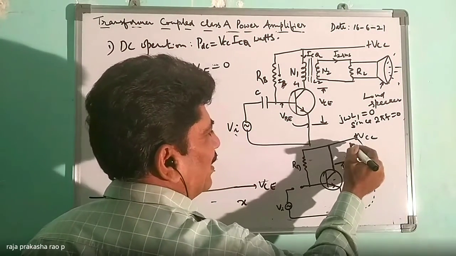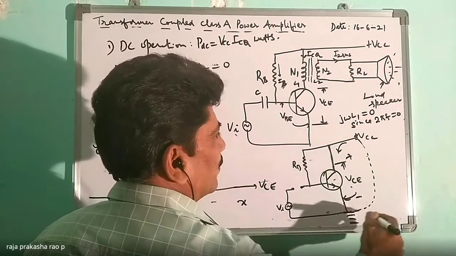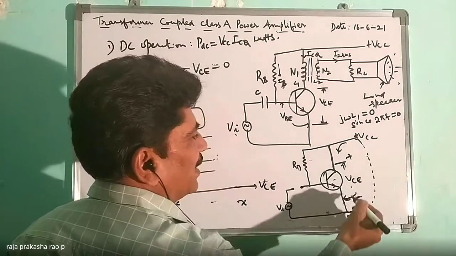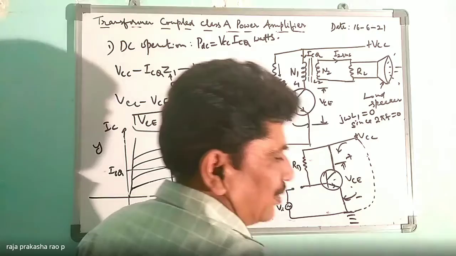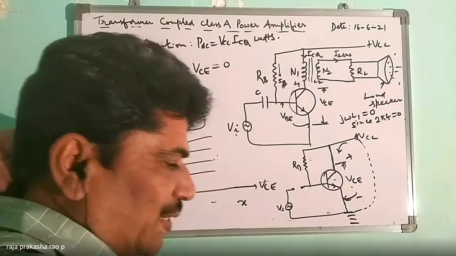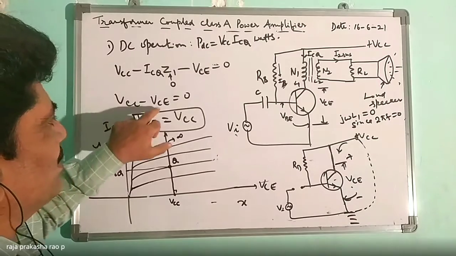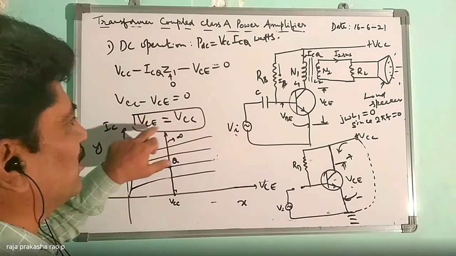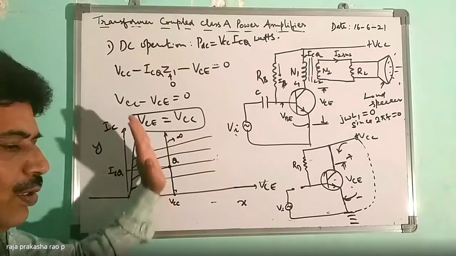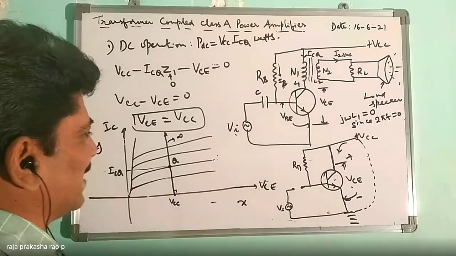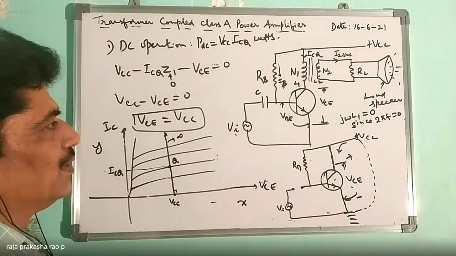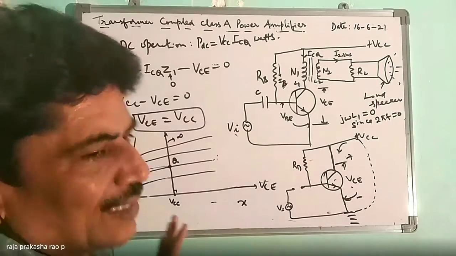Now apply KVL. VCC minus VC equal to 0. There are no resistors here to multiply with current. So from this, VC is equal to VCC, and we draw the load line, which is perpendicular to the x-axis representing VC. So far it is clear.